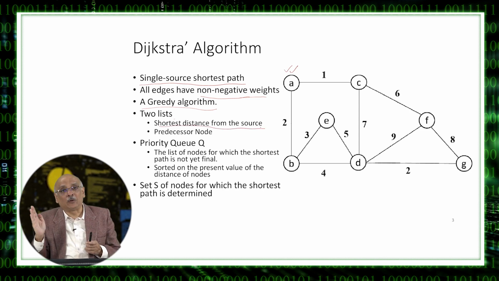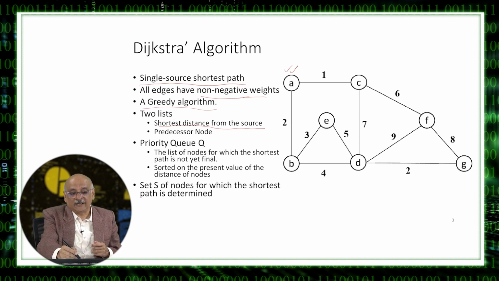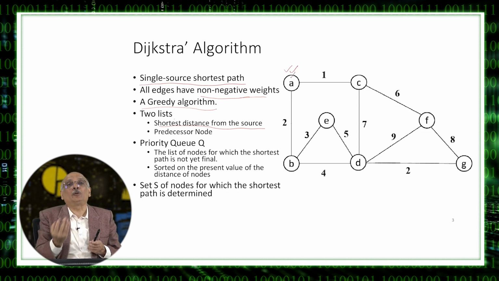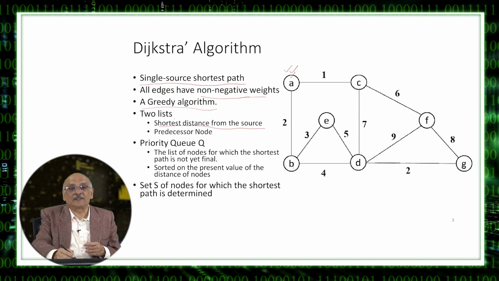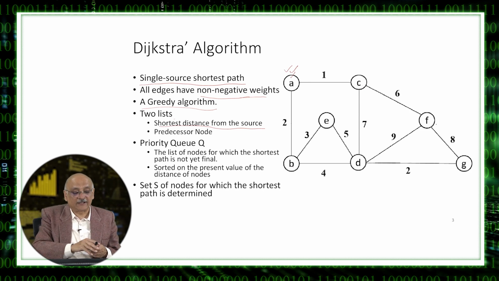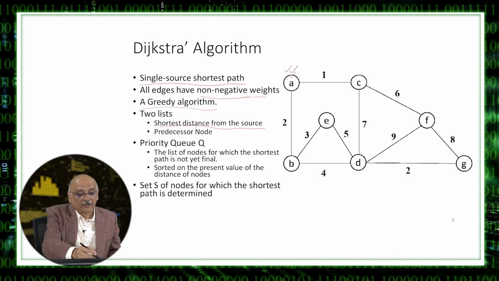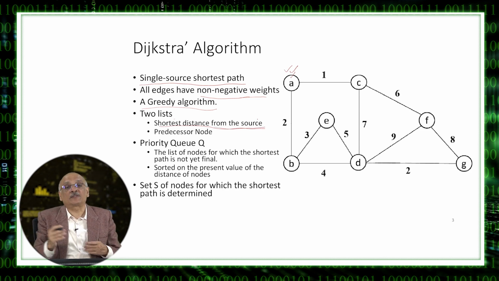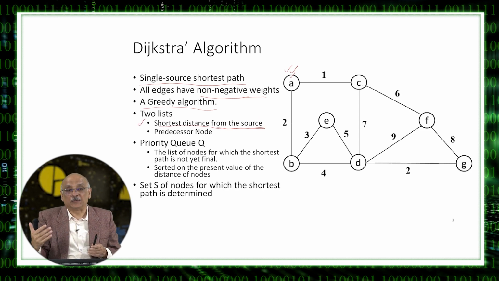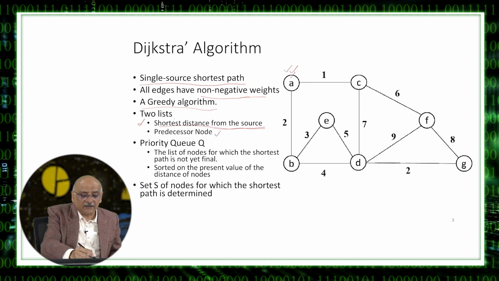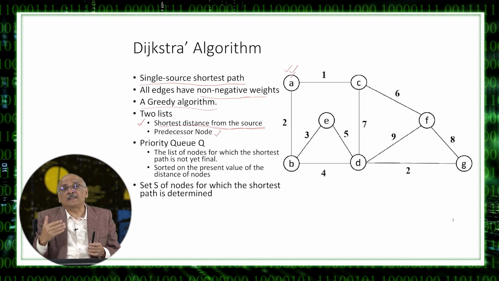For every node, suppose we are saying A, then from A to A, what is the shortest distance? Obviously 0, but there is going to be some distance to B, some distance to C, E, D, F. So this is basically a list of nodes for which the shortest distance from the source is chosen. And another thing which is going to be used is the predecessor node.